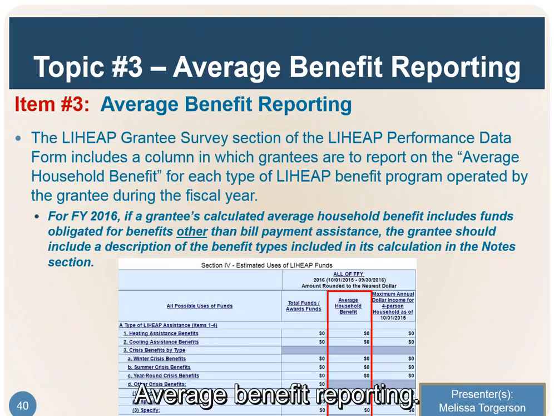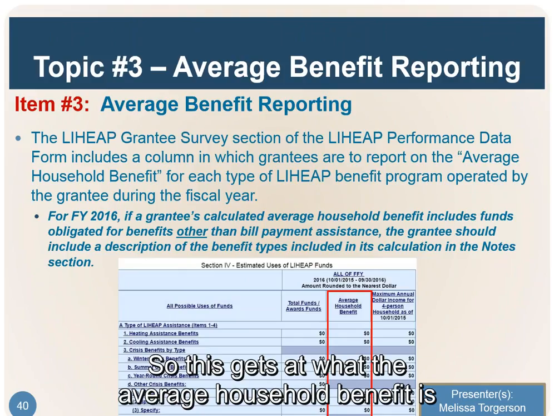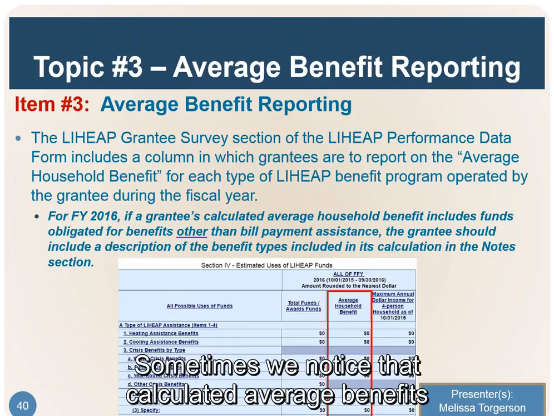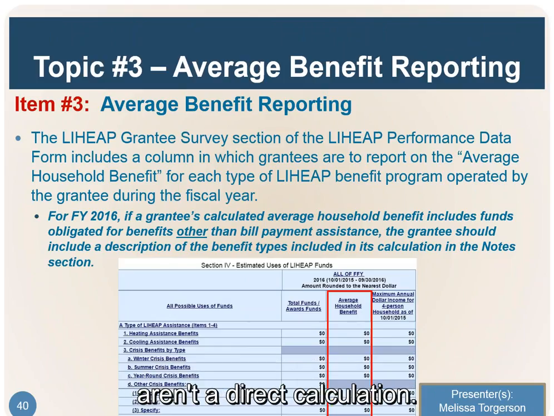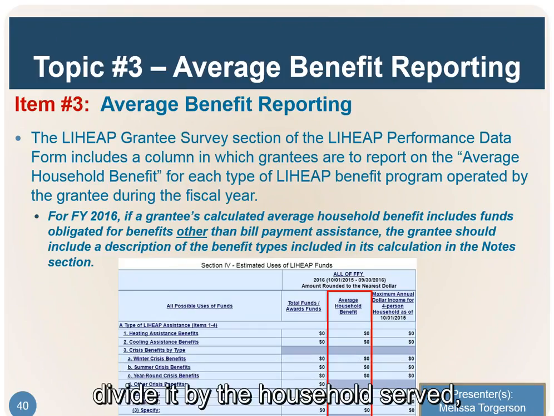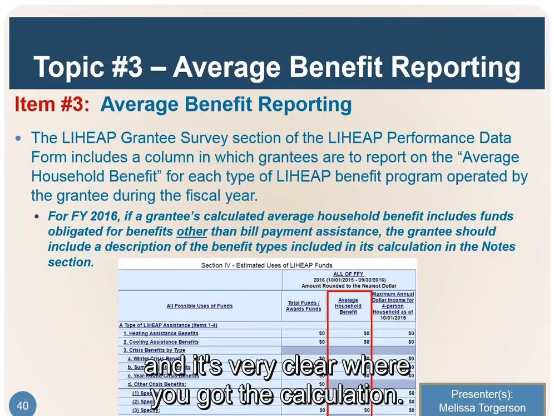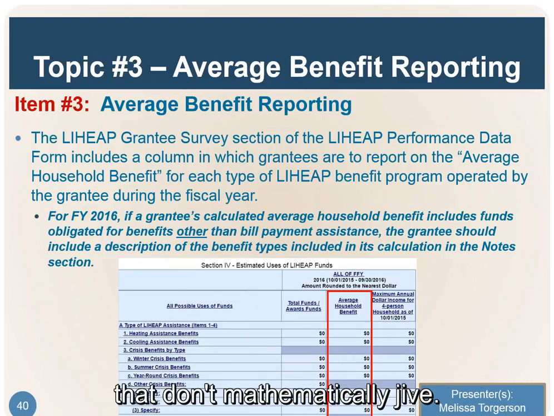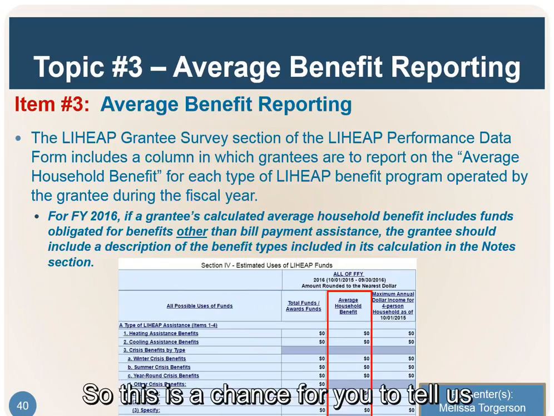Average benefit reporting. So this gets at what the average household benefit is for each type of LIHEAP benefit. Sometimes we notice that calculated average benefits aren't a direct calculation. Many of you will take the amount of money you spend, divide it by the households served, and it's very clear where you got the calculation. Other times we'll see average benefits that don't mathematically jive.